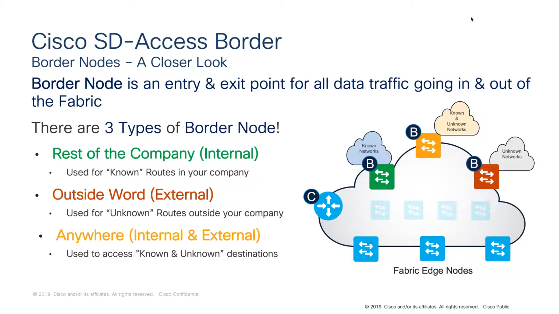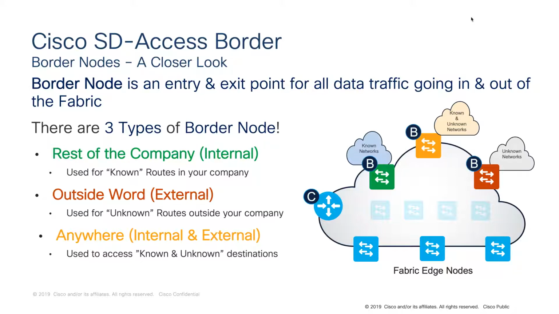Fabric border nodes connect the Cisco SD-Access fabric to traditional layer 3 or layer 2 networks, or to different fabric sites. Fabric border nodes are responsible for the translation of the context from one fabric site to another fabric site or to a traditional network.